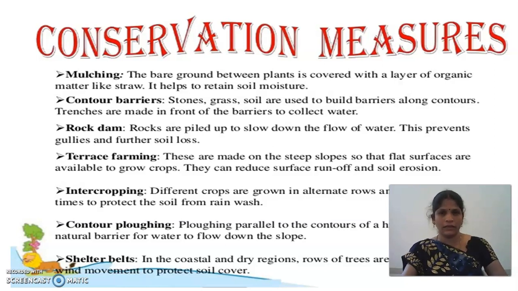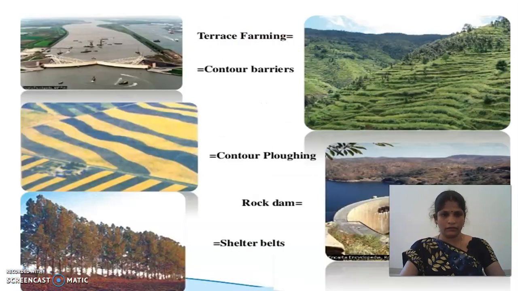Till now, that is the conservation measures of the soil we learned. Now you see these pictures given in your textbook, just to show you what they are. The first one is terrace farming. You see it in hilly areas. This could avoid soil erosion from the top layers. Then the next one is contour barriers. Here in the rivers they built the contours. Then contour ploughing. They did this on big shapes of land. Here rock dam. Usually we see the dam. Then shelter belts. Shelter belts we usually see in coastal areas.